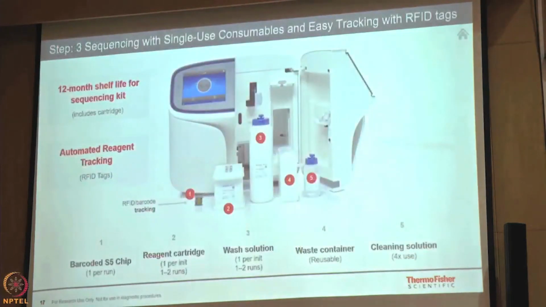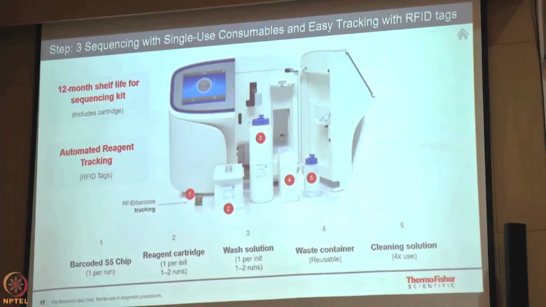So, this is what we had seen. In the sequencer you first have the chip which goes into this clamp, which is a temperature controlled clamp, and you use polymerase, and because this polymerase works at a specific temperature, that is why this clamp is temperature controlled. So, you already have your sample loaded onto this chip.